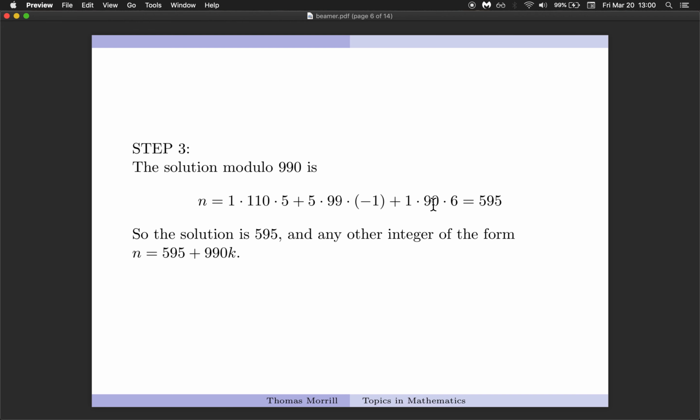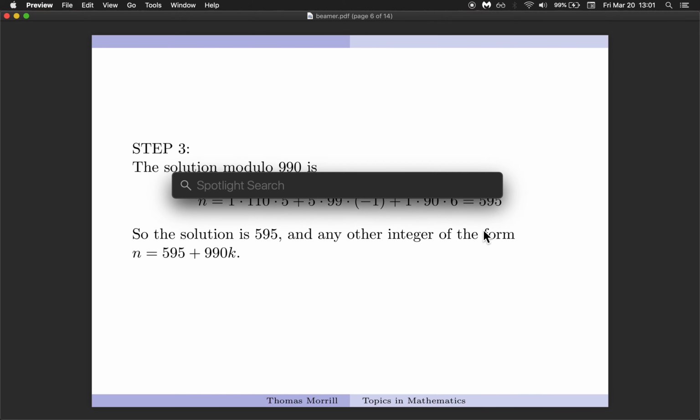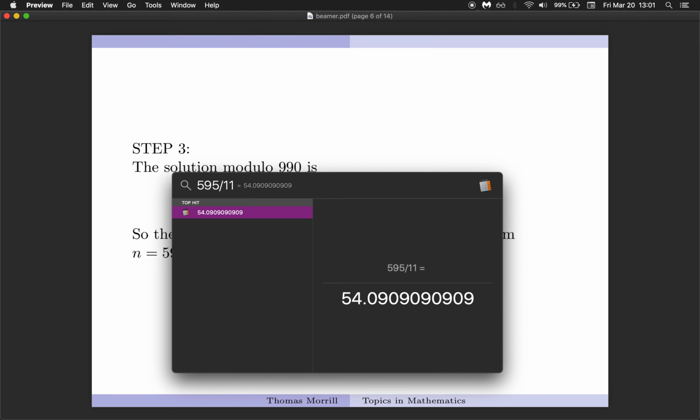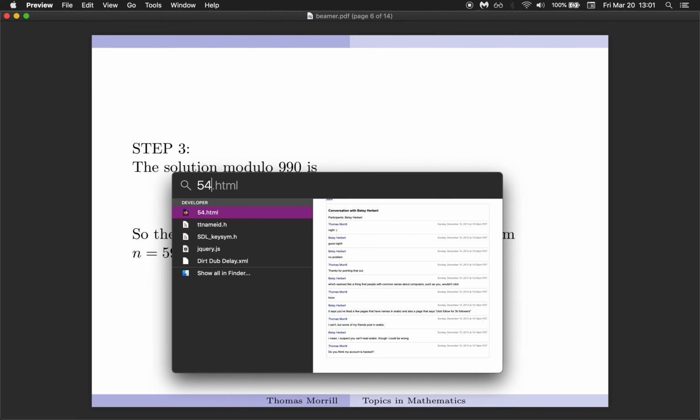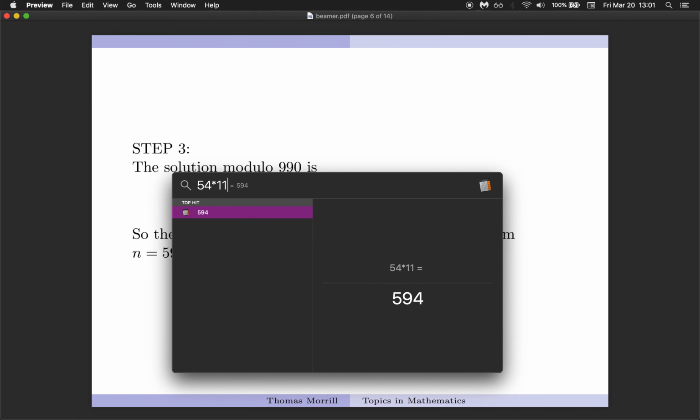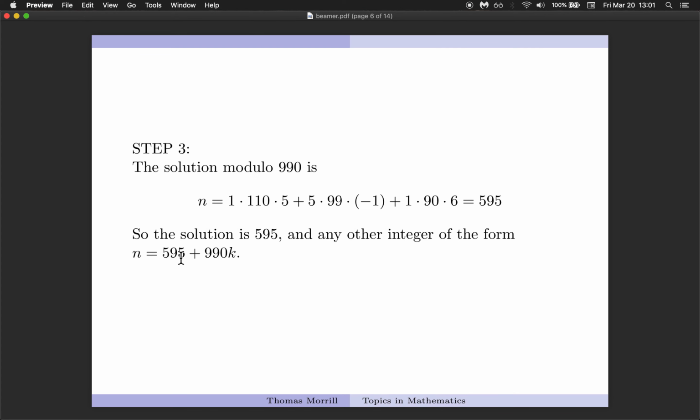And for 11, it's a little bit trickier, but we will also get residue 1 modulo 11. So I can say that 595 divided by 11 is 54 and change. How much is 54 times 11? I get 594. So it must be that 595 has residue 1 mod 11.